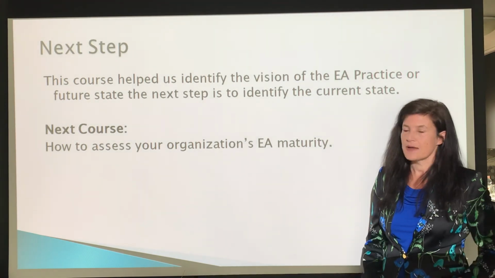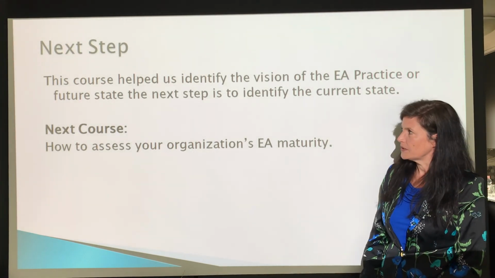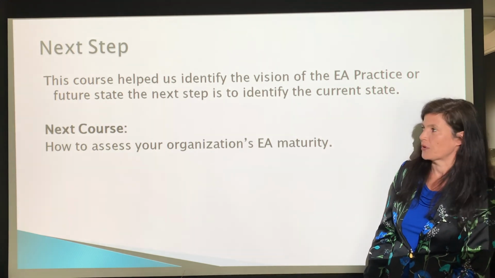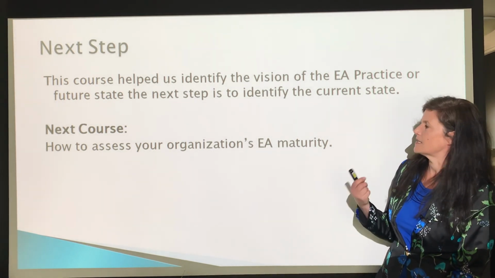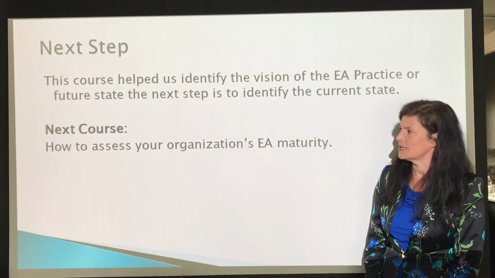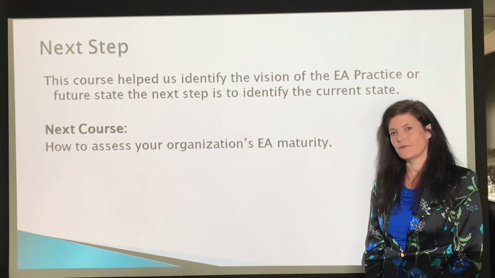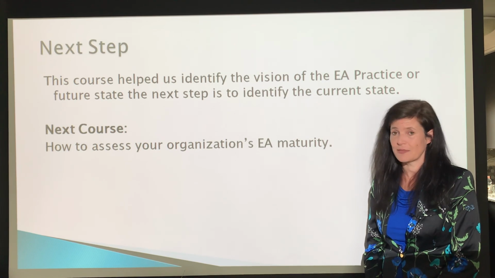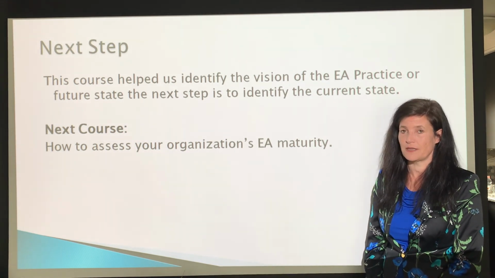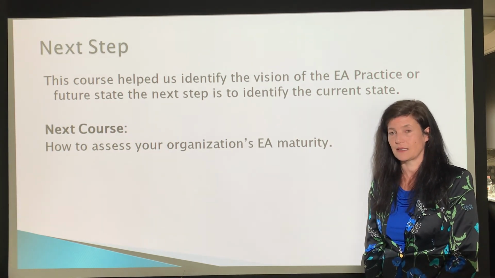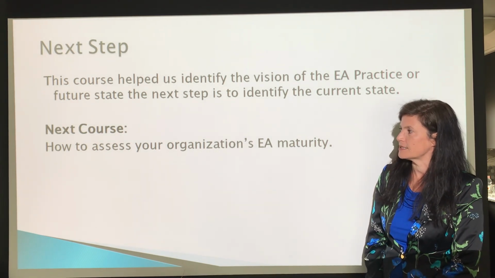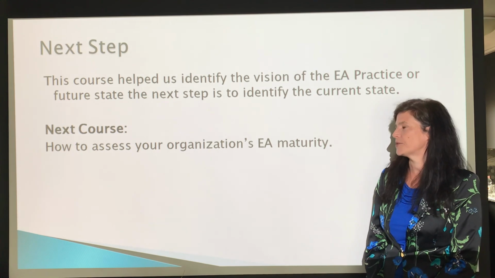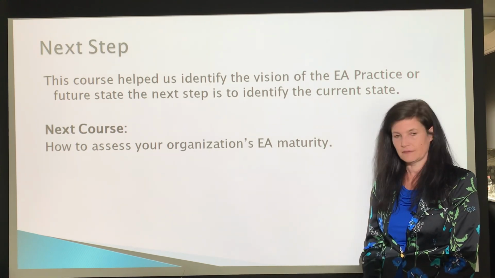So the next step, so this course really helped us identify the vision of the EA practice. It's the future state. The next step is to identify the current state. So your next course, once you finish those homework assignments, because you're going to be building on them to the ultimate, that's what's going to get us to the ultimate roadmap. So once you finish your exercises, the next course is how to assess your organization's EA maturity.